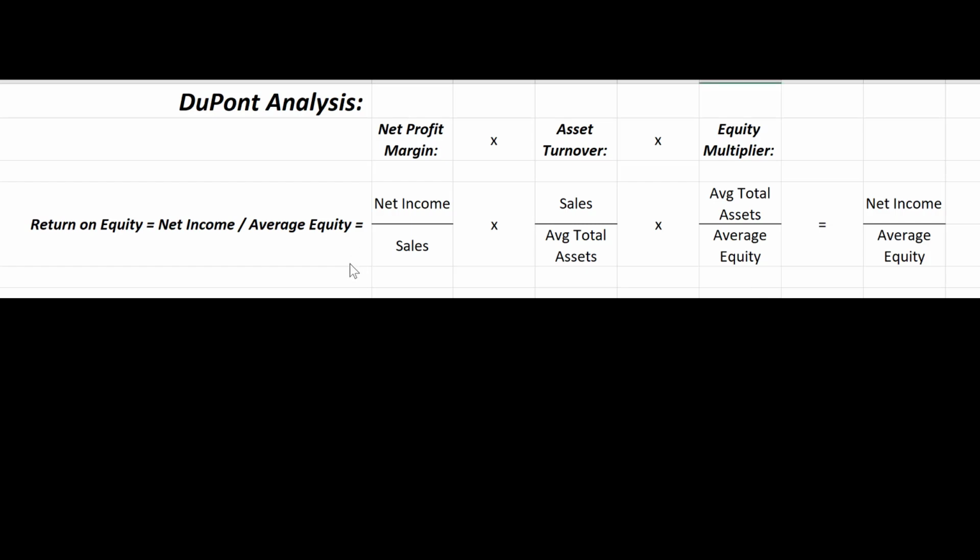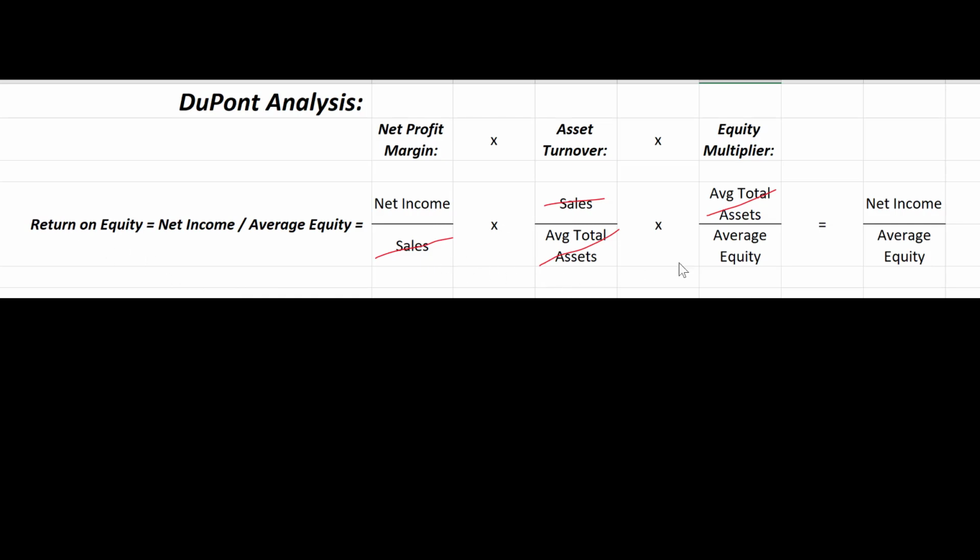So you'll notice we can cancel out sales, and it's net income over average total assets, which is actually a return on assets. We'll look at that here at the bottom in a moment. We could also cancel out average total assets from the bottom to the top, and then we're left with net income over average equity, which again is the definition of return on equity.